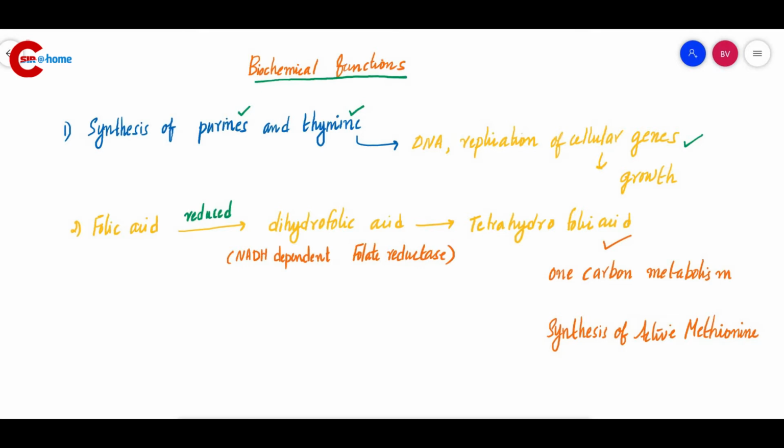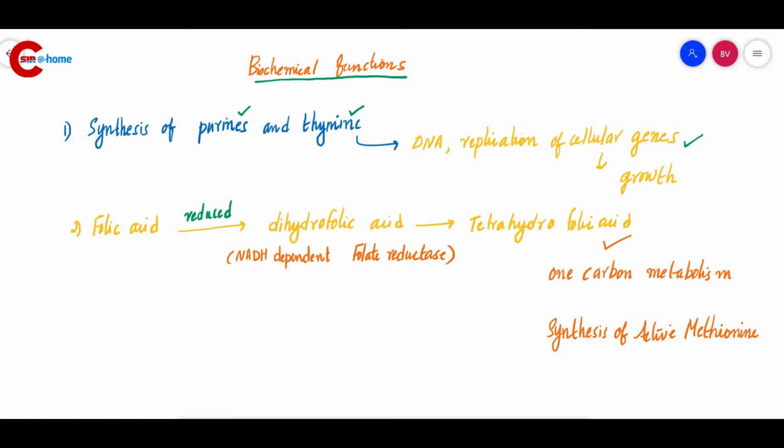Biochemical functions of folic acid. Its most important use in the body is in the synthesis of purines and thymine, which are required for DNA synthesis, okay, DNA formation. Therefore, folic acid is required for replication of cellular genes. It's needed for growth. Okay.